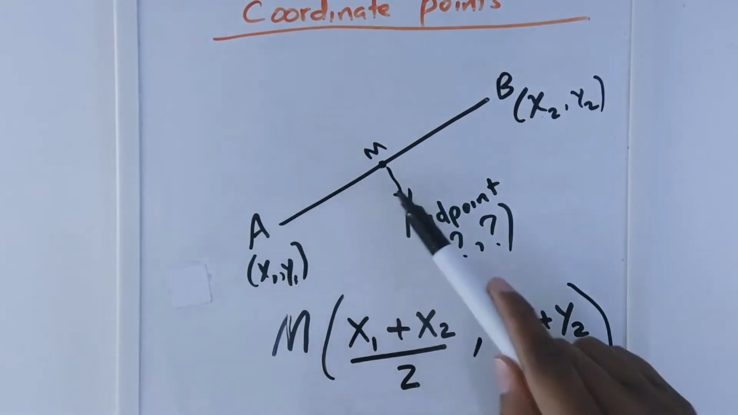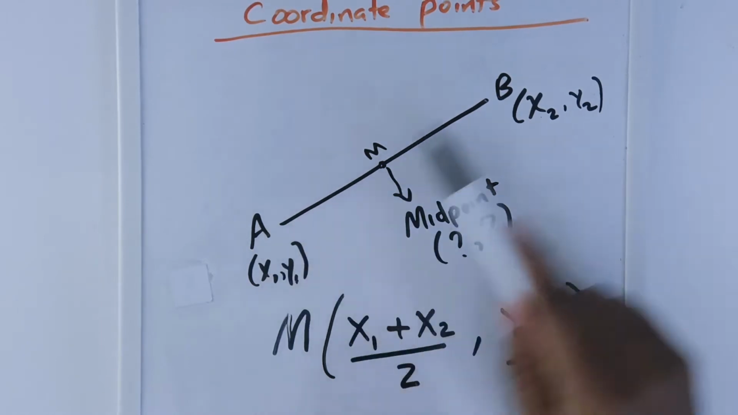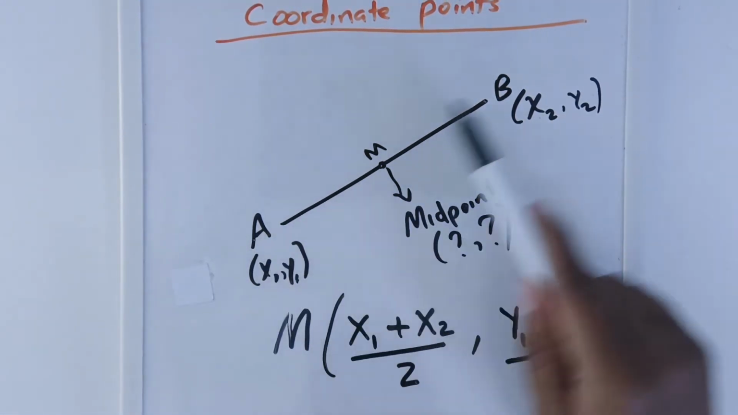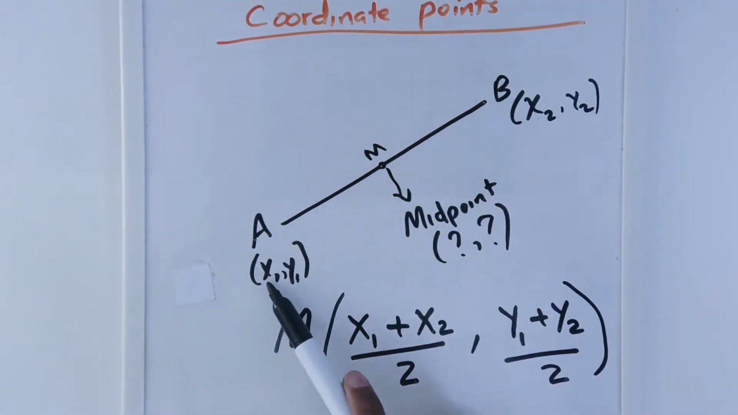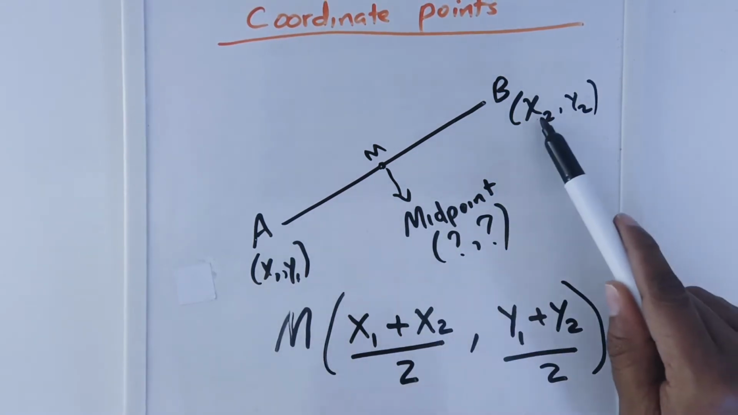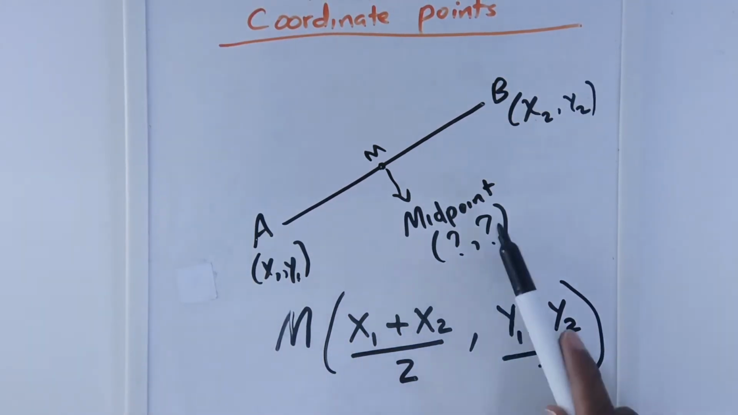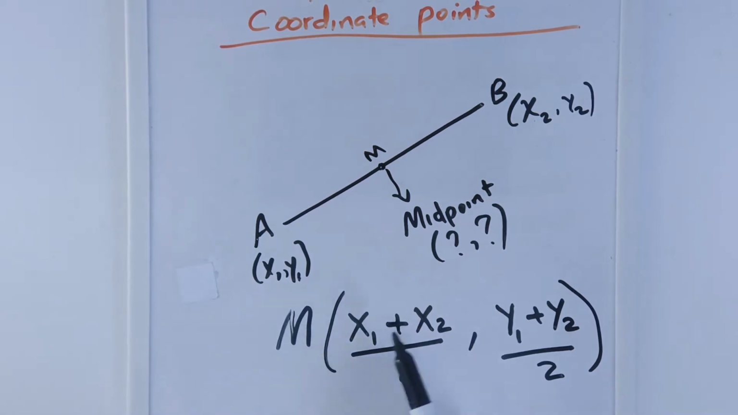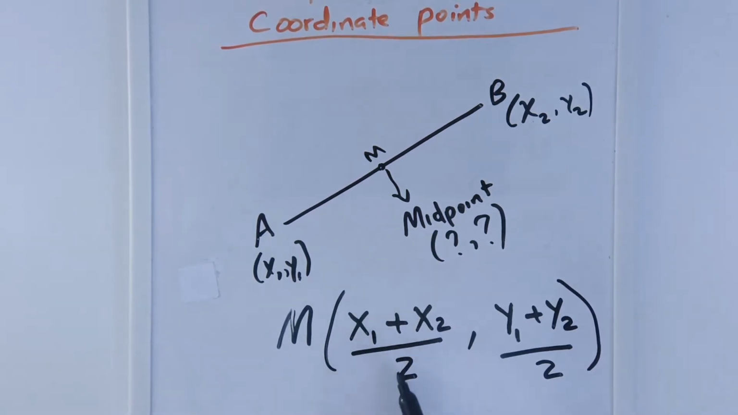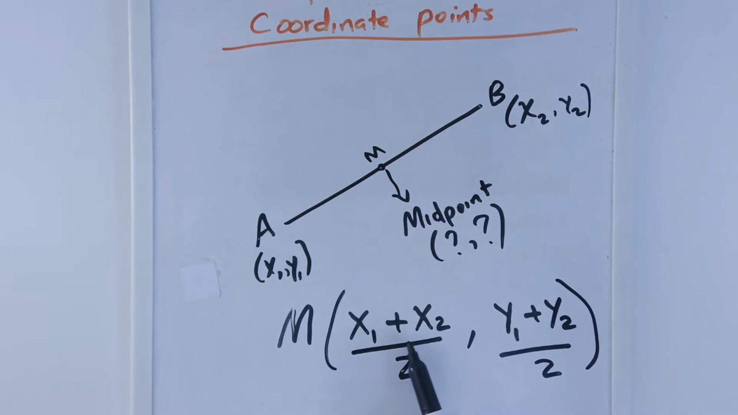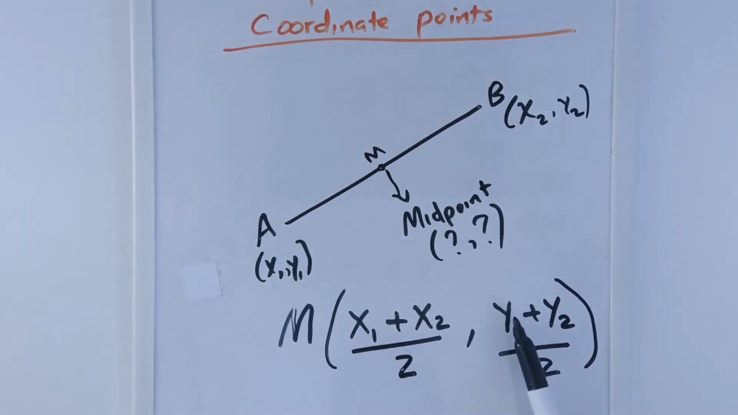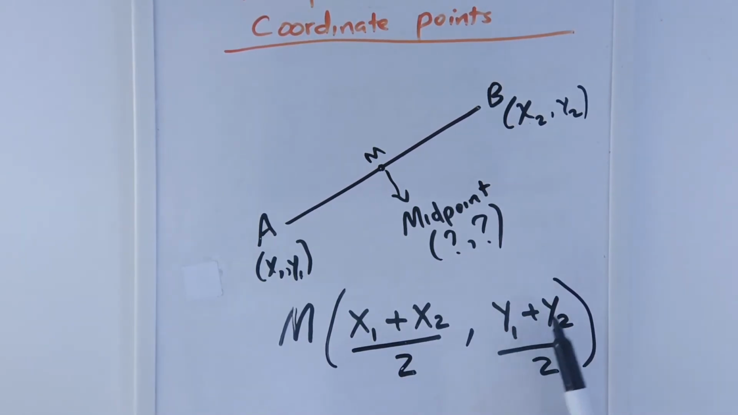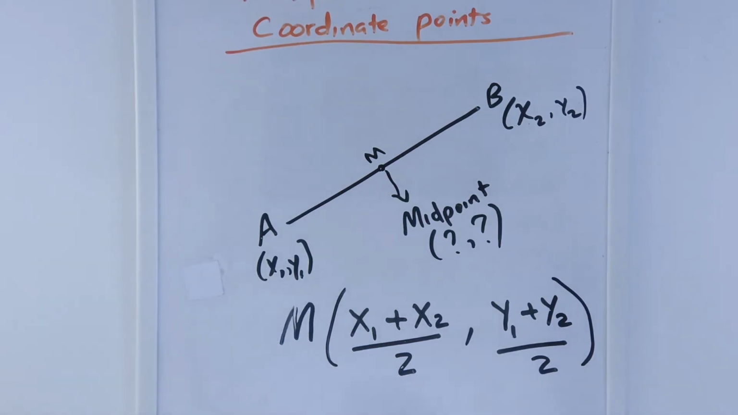When finding the midpoint of a given line with points A and B and coordinates x1, y1, x2, y2, the formula is such that x1 plus x2 divided by 2, that is for the x coordinate, and the y coordinate is such that y1 plus y2 divided by 2.